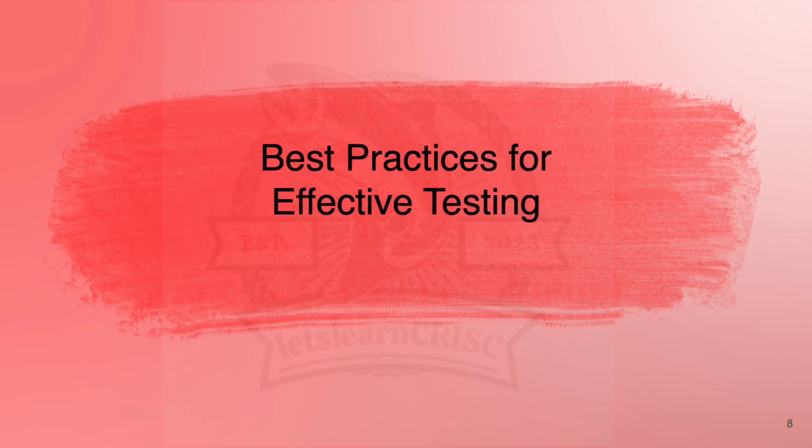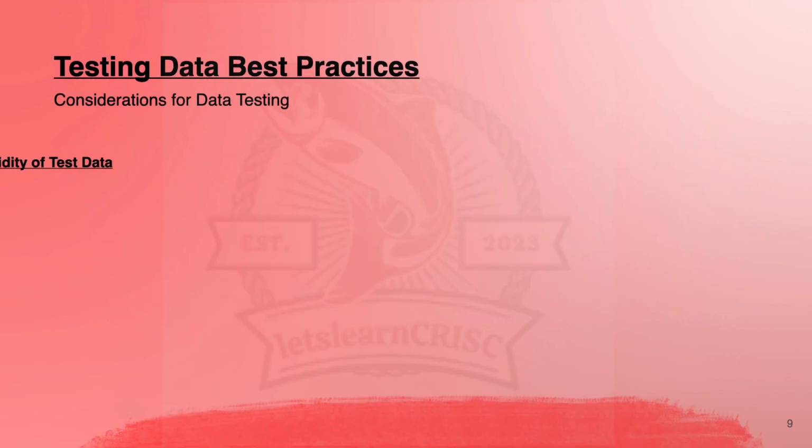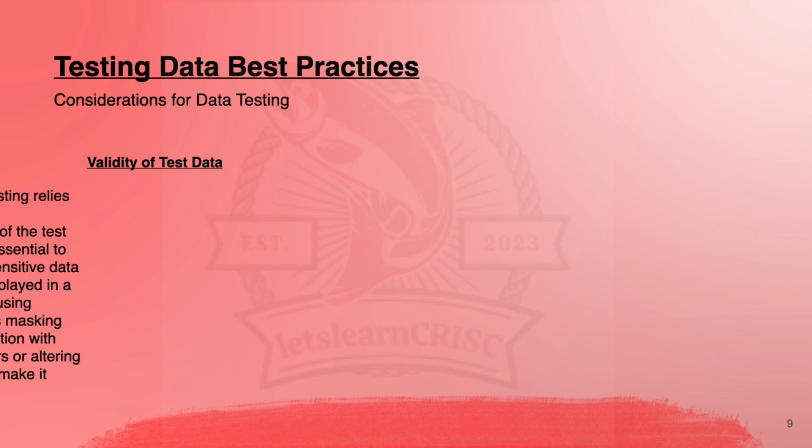Next, we'll discuss some best practices of effective testing. The best practices include testing data best practices, in which the first is the validity of test data. Friends, effective testing is crucial for ensuring the reliability and security of software systems. It involves specific consideration for data, version control, and code to ensure thorough and accurate testing. So let us see the best practices for testing data. First is the validity of the test data.